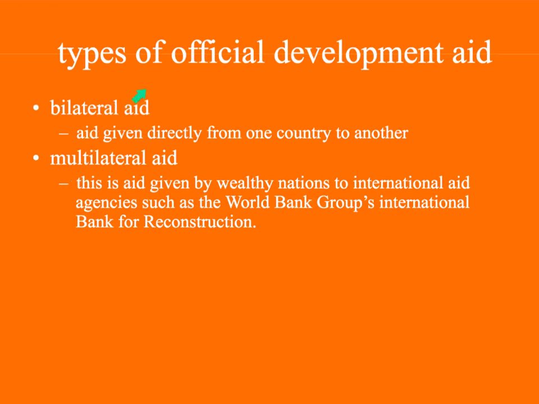And lastly, I just want to take a look at the two types of official aid. It's pretty straightforward. There's nothing fancy here, but I wanted to mention it. Bilateral aid is given directly from one country to another, like the United States investing in Nicaragua in the bridge example. Then there's multilateral aid, which is aid given by wealthy nations to international aid agencies such as the World Bank Group's International Bank for Reconstruction.